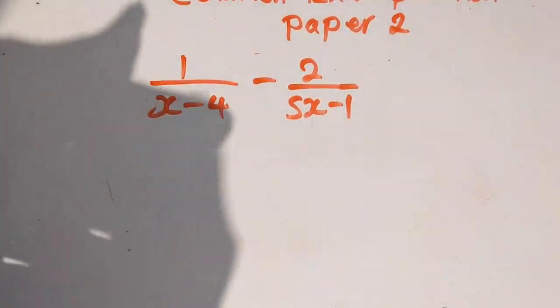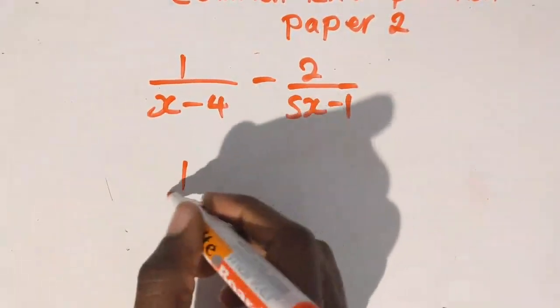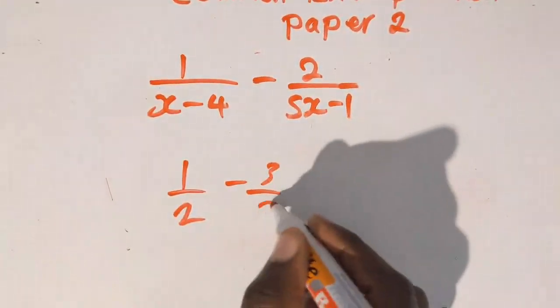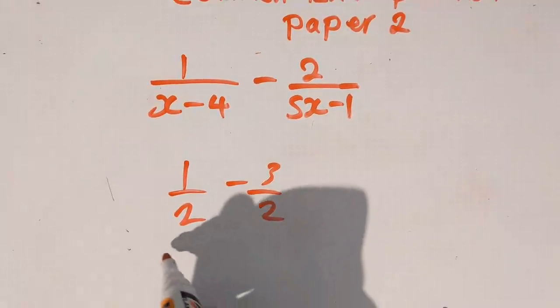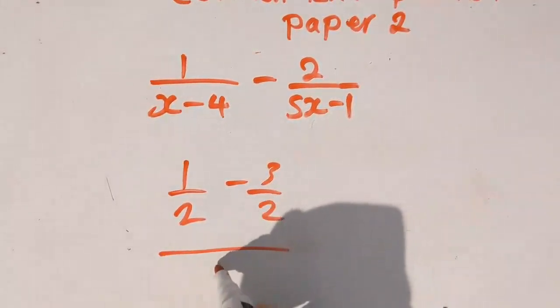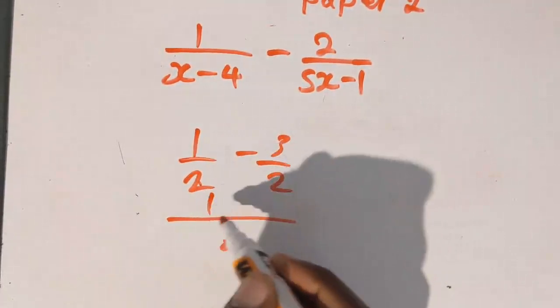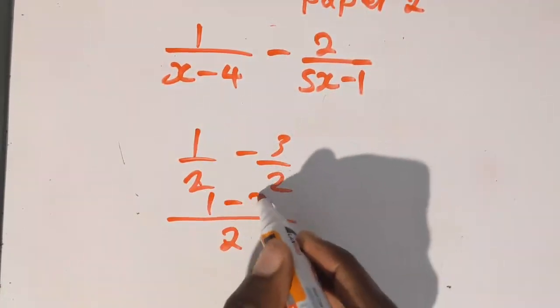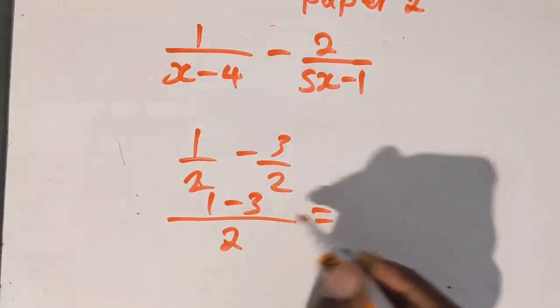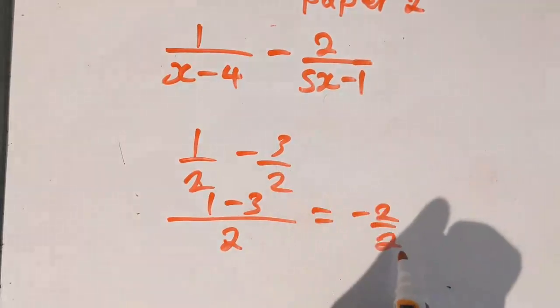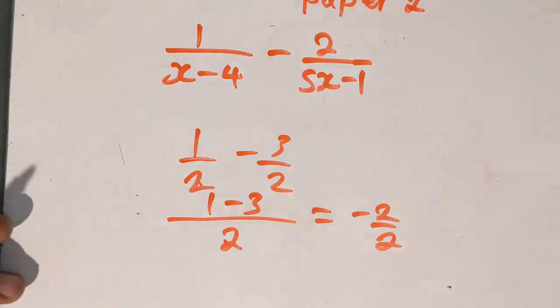Okay, so these are just fractions like 1 over 2, then minus 3 over 2. Then what you do is you look for the common factor, right? You say it's 2, then 2 into 2 it's 1, so it will be 1 minus 3, then you say it is negative 2 over 2, like that. So that is what they want you to do here.